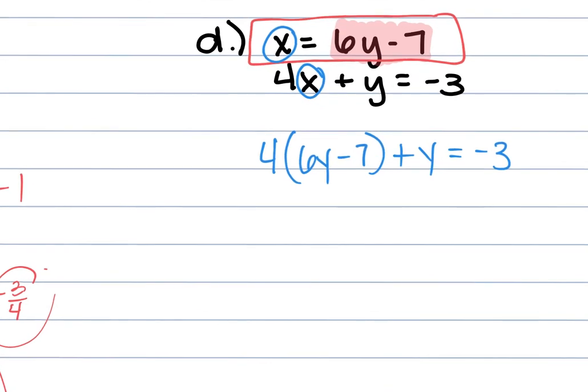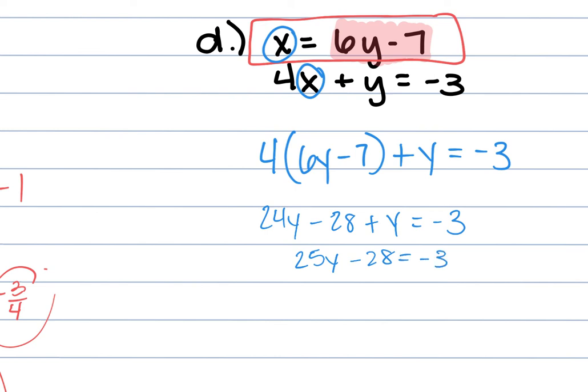How would you guys solve the blue equation? Distribute, very good. What do I get when I distribute? 24y minus 28 plus y equals negative 3. Excellent. What would we do from here, guys? Zoe? Excellent. Add 24y and y. What do you get? 25y minus 28 equals negative 3.